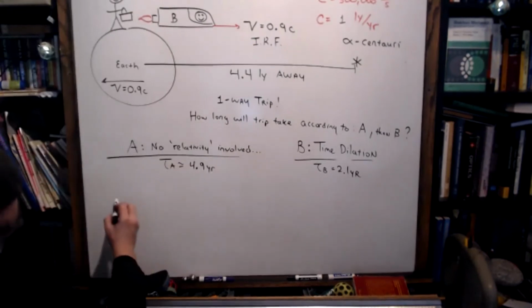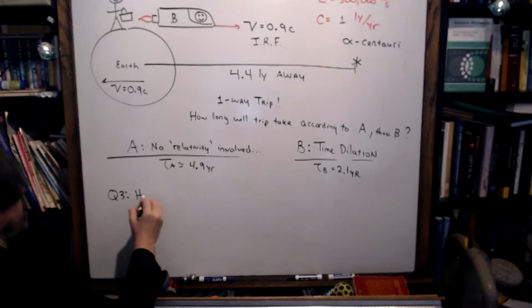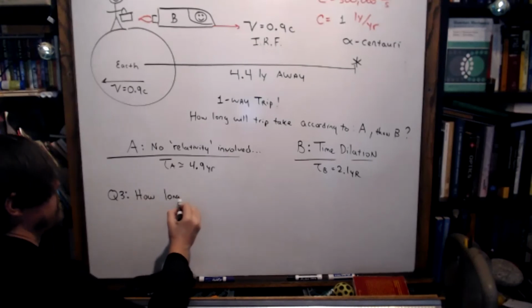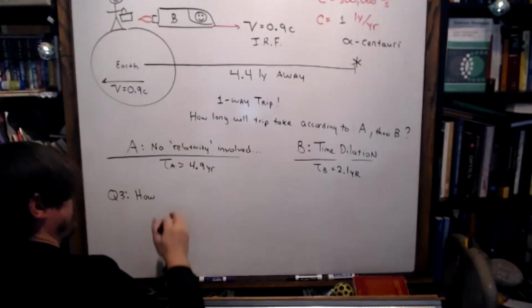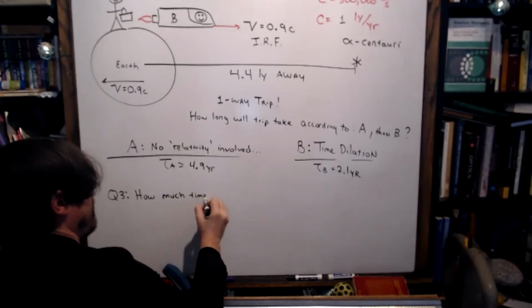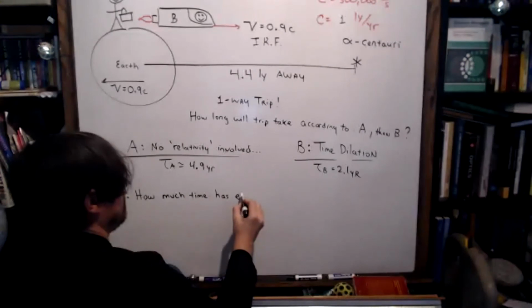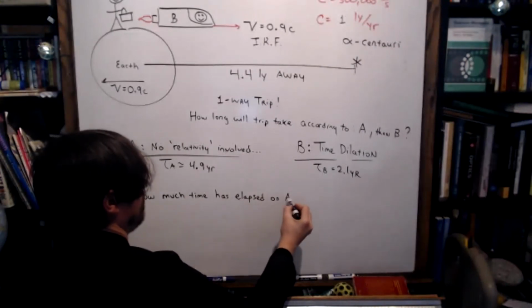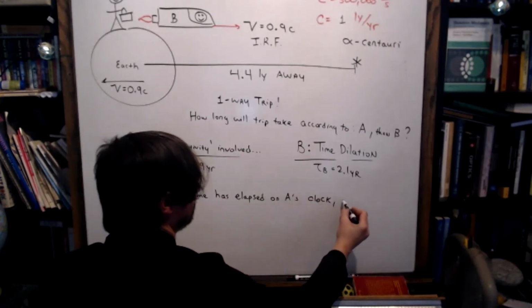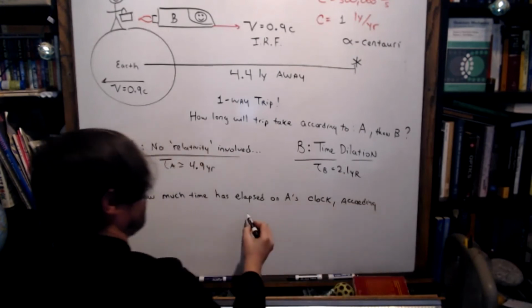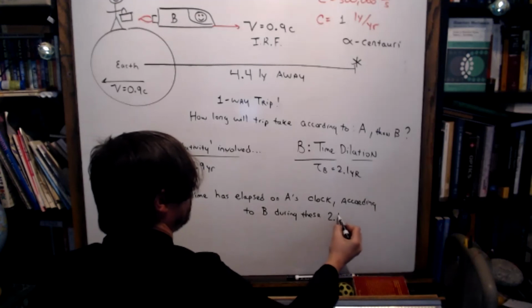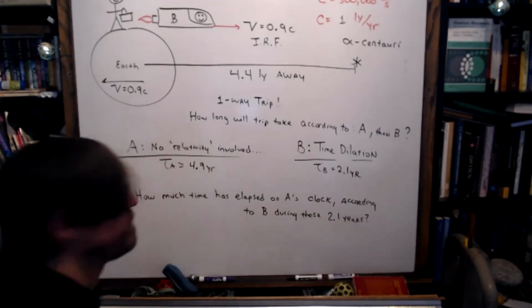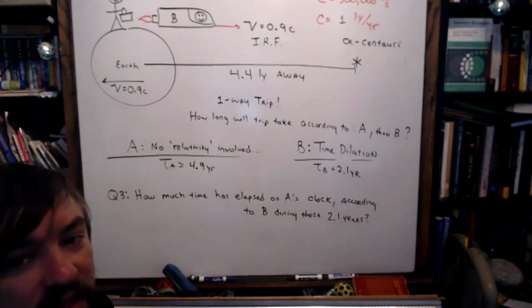Okay, here's my final question. How long... actually, let me ask it in this way. How much time has elapsed on A's clock according to B during these 2.1 years? How much time will B think has elapsed on A's clock according to B during these 2.1 years?